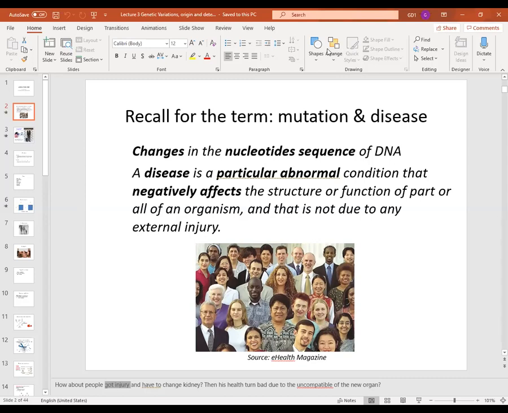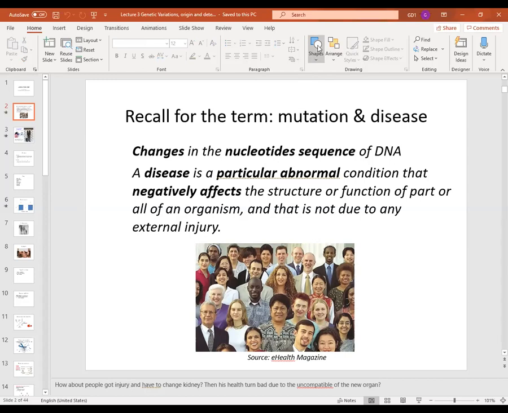And for fast, the answer is yes. That's also one disease, because the new part is also your body now. So because of the abnormality in the new kidney, we also call this a new disease.